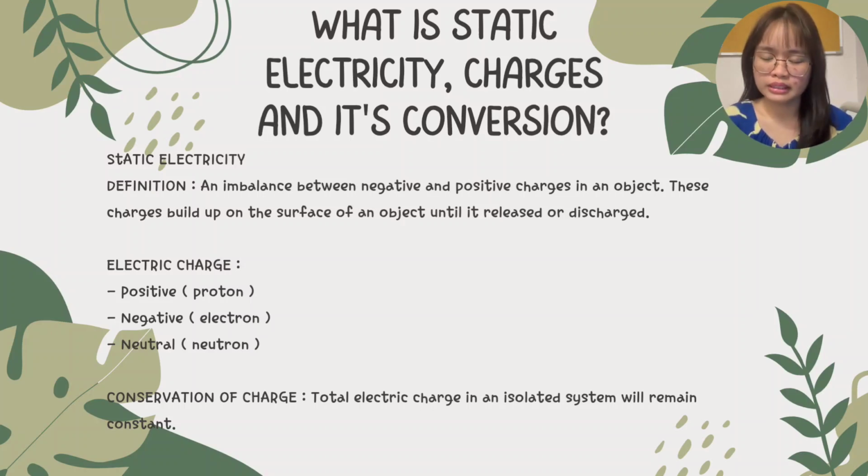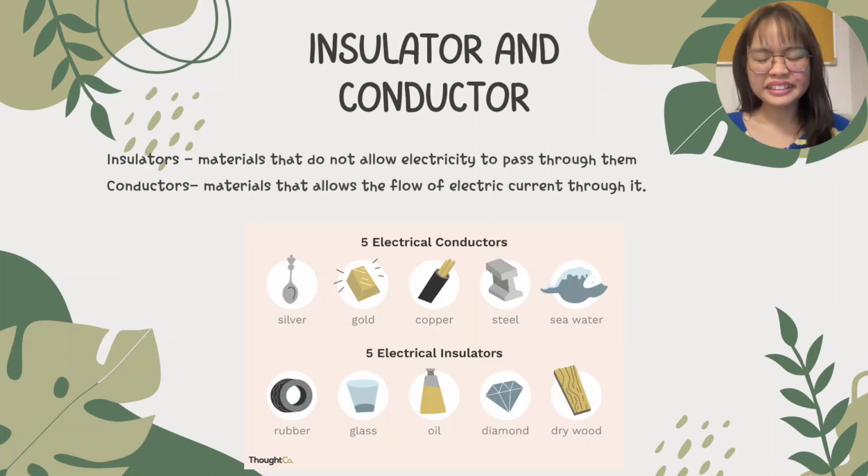There are three types of charges: electron as negative, proton as positive, and neutral as neutron. For the conservation, the total electric charge in an insulated system will remain constant. Insulator is the material that does not allow electricity to pass through it, while conductor is material that allows the flow of electric current through it.